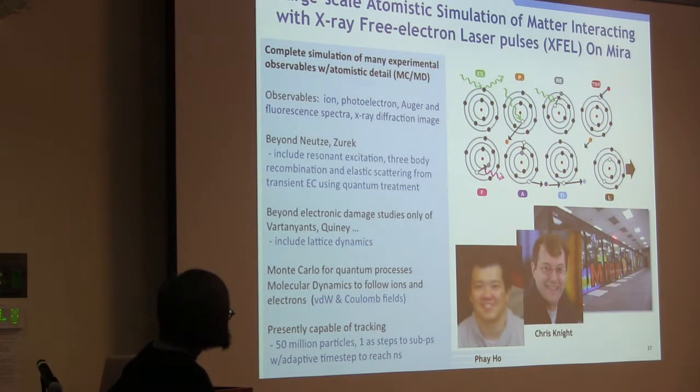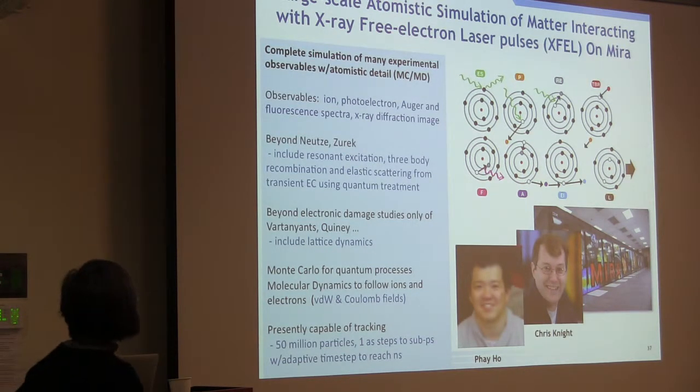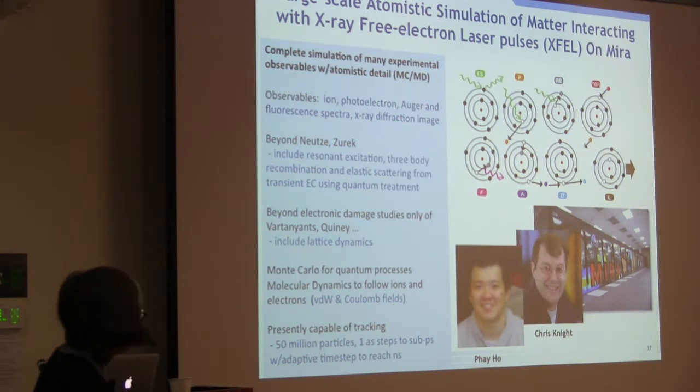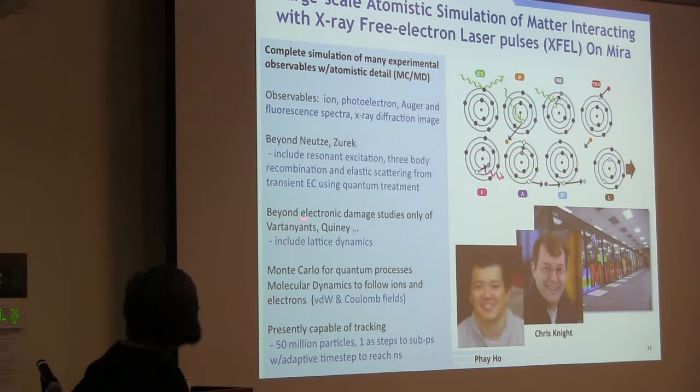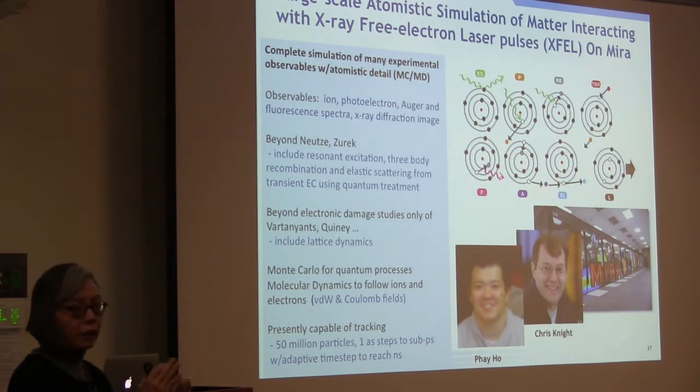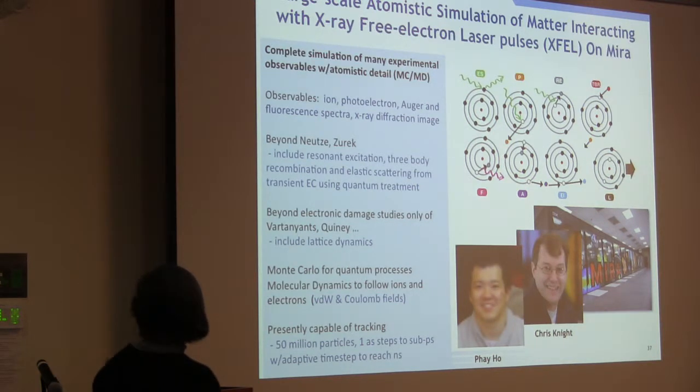And he's also an expert on large-scale computation. And so the two of them together have been working on this. But it goes beyond those early simulations because it includes the resonant excitation I told you about, three-body recombination, and elastic scattering from these transient electronic states that weren't included before. And it goes beyond some of the electronic damage studies that other folks have done, because many of them say, oh, well, let's just not worry about any of the nuclear movement. But this one actually also allows that as well.